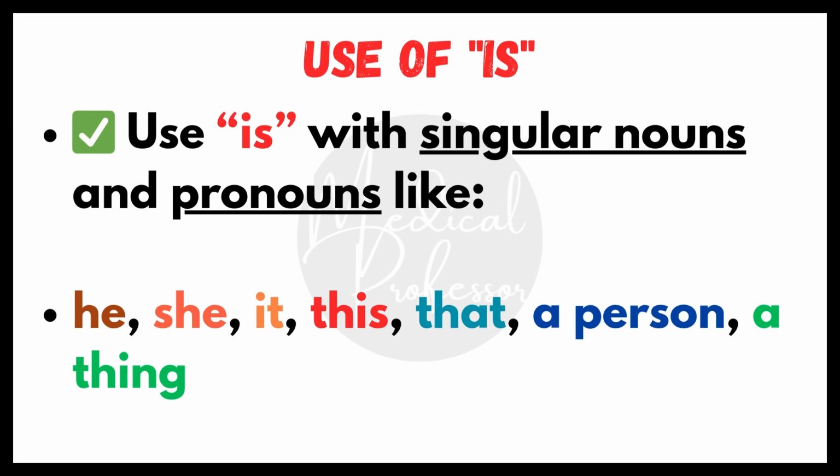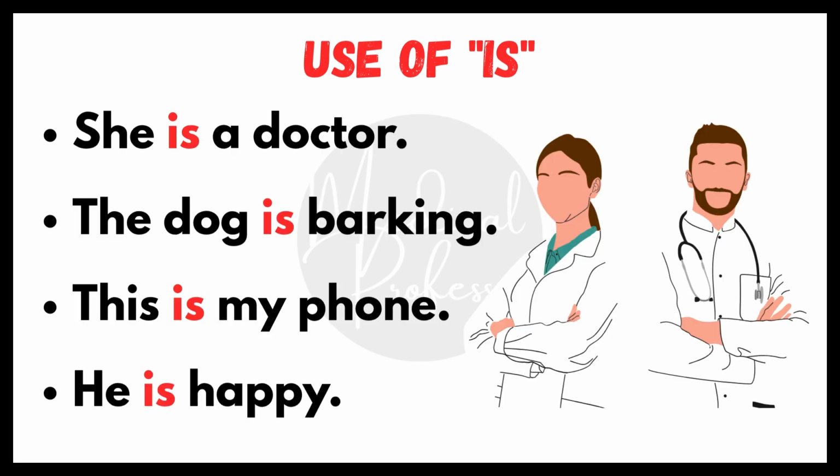Common subjects that use is: pronouns he, she, it; demonstratives this, that; singular nouns a cat, a teacher, the phone, the car. For example, she is a doctor. She is one person, singular. The dog is barking. The dog is one animal, singular. This is my phone. This refers to one subject, singular.